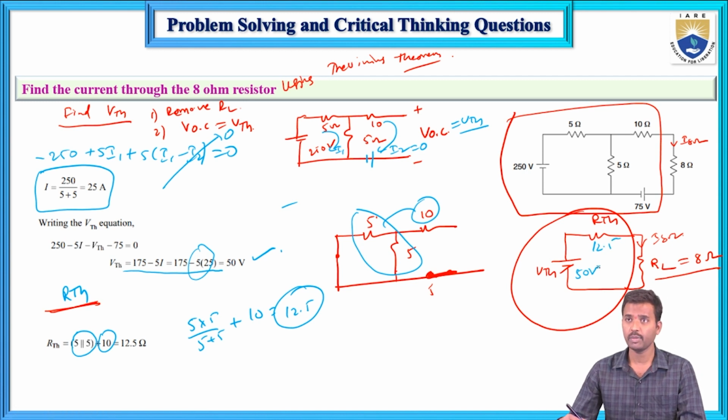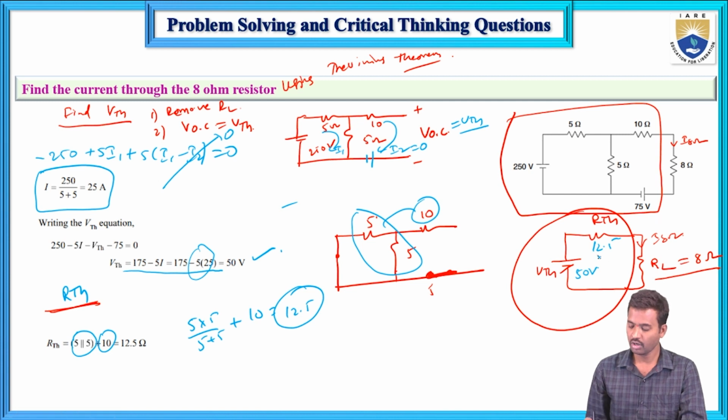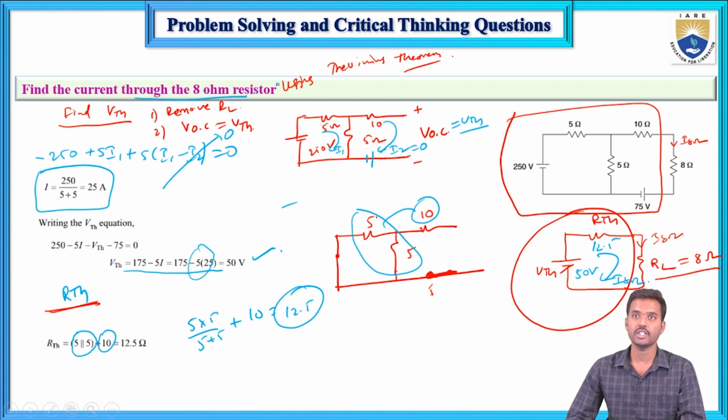Now this circuit is replaced by a single equivalent circuit. This single equivalent circuit consists of 50 volts in series with 12.5 Thevenin's resistance and this 8 ohms resistor. Now if you apply KVL in this loop, this is the 8 ohms resistor current. That current is the current flowing through the 8 ohms resistor.